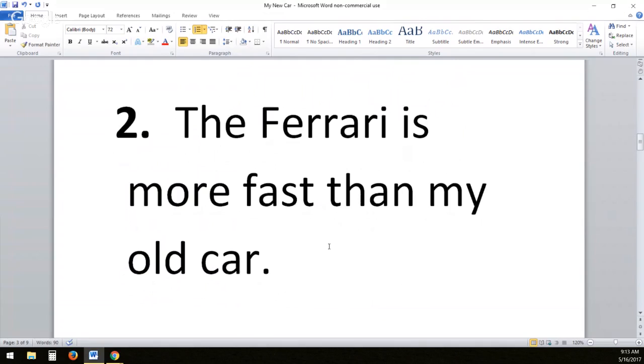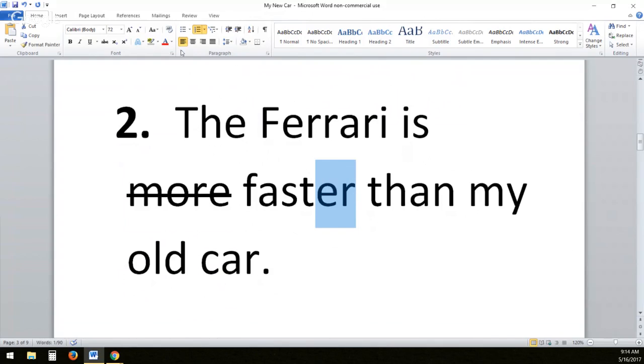I see a lot of you are writing one word. Yes, there's one word that's a mistake here. Khan has it. Yes, the Ferrari is, we need to change here. The Ferrari is not more, so let's cross this out, is faster. Beautiful. Because when we have a comparison, here you can see faster than. That's our comparison. When we have a comparison with a short word, fast, slow, tall, short, we need to add ER.